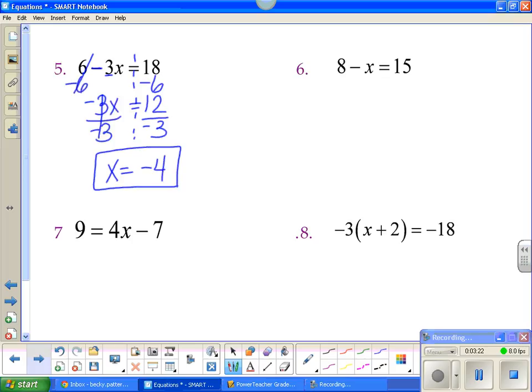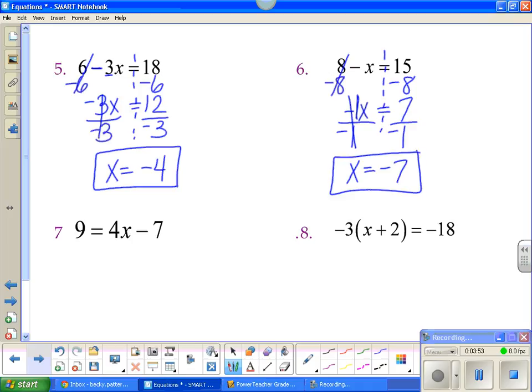On number 6, that is a positive 8 that we need to move. So I'm going to subtract 8 from both sides. It does leave me with a negative x. 15 minus 8 is 7. Now we are not done. There's a negative with our x, and that is like a negative 1. And if you want to put a 1 there, you can. So I have to divide by a negative 1. Those cancel. X equals negative 7.